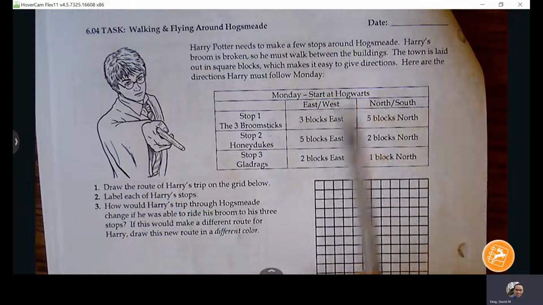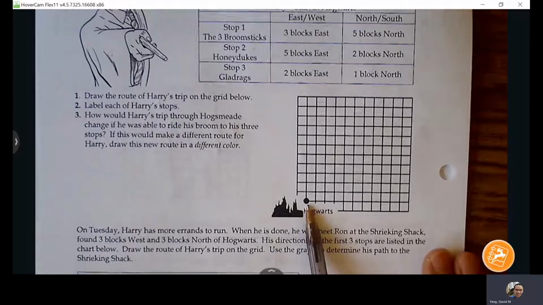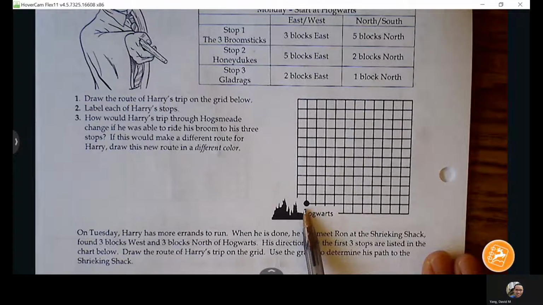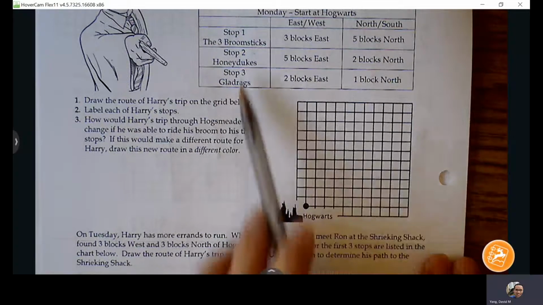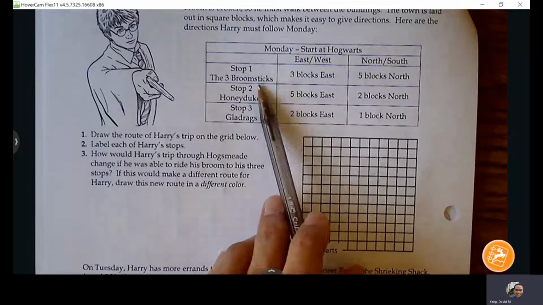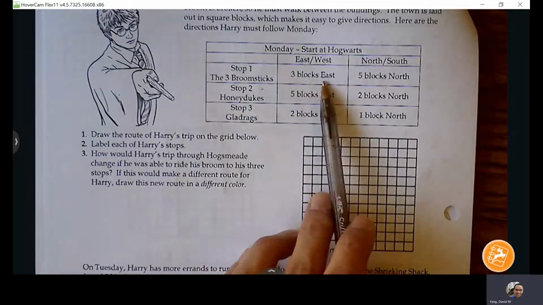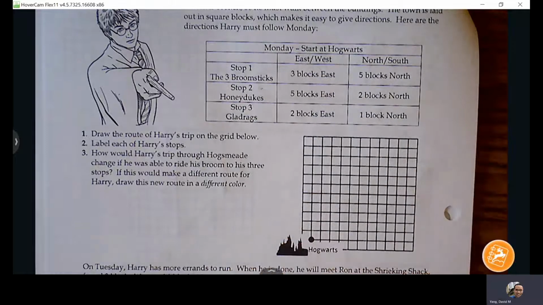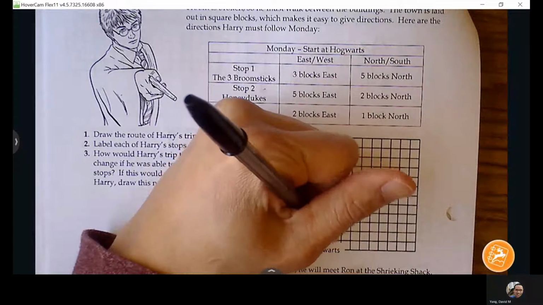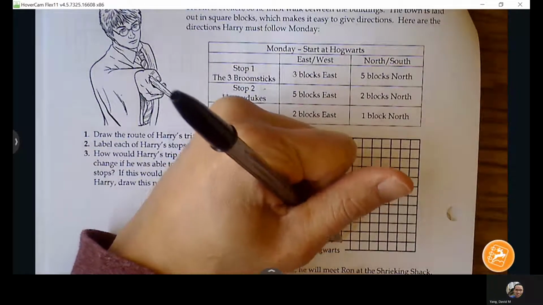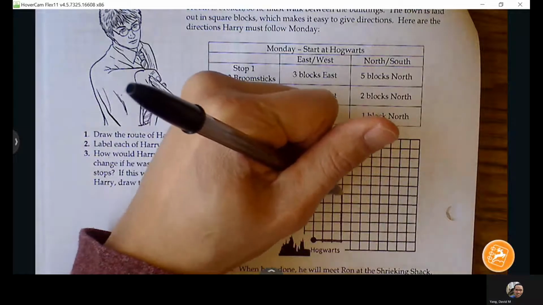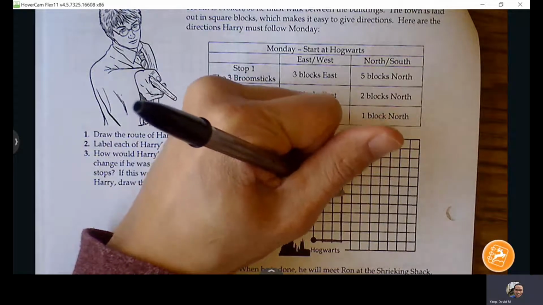We're going to start at the bottom left corner. Stop 1, the destination, is going to be the Three Broomsticks. We're going to go 3 blocks east and 5 blocks north. So this will be our stop 1 here.